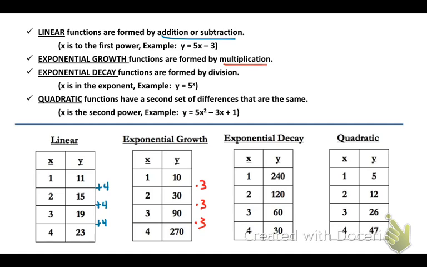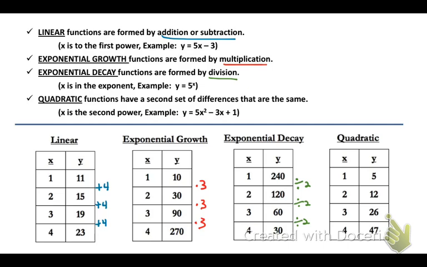Now exponential decay, there's also a multiplier, but it's a fractional amount, so you can think of it as division. So if you look at the third table, notice that from one y value to the next, if you divide by 2, which is the same thing as multiplying by a half, then you get the next y value. So that is an earmark of exponential decay.